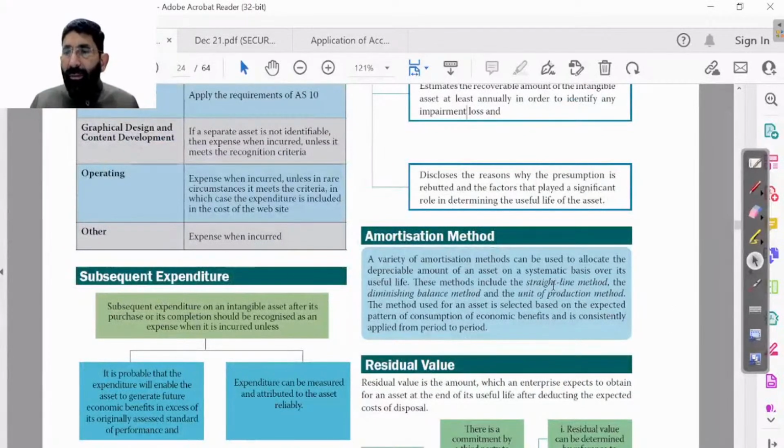So many methods are available to be used for the purpose of amortization, just like depreciation. We may use straight line method, diminishing balance method, units of production method. It will be based on the pattern of consumption of economic benefit and is consistently applied from period to period. Once applied, it will continue. If we are expecting that at the end of the estimated useful life, it can be sold and it will give us some benefit also as a residual value, then it will be taken. Otherwise, there's none.